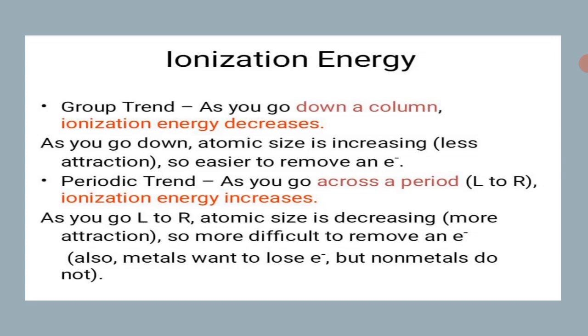Periodic trends, as we go across a period, that is from left to right, ionization energy increases. As we go from left to right, atomic size decreases and there is more attraction, so it is more difficult to remove an electron. Metals want to lose electrons, but non-metals do not.